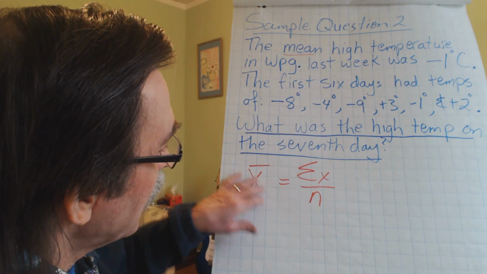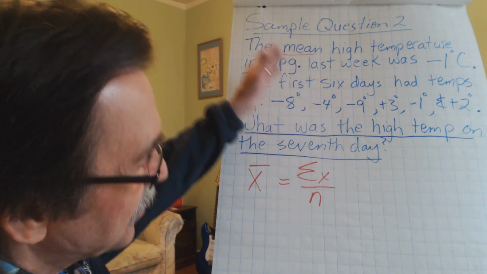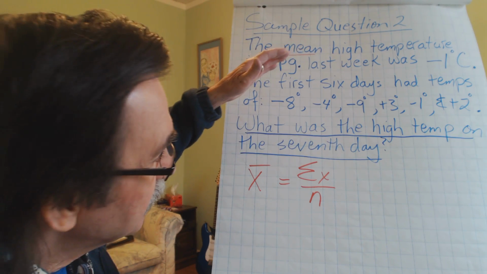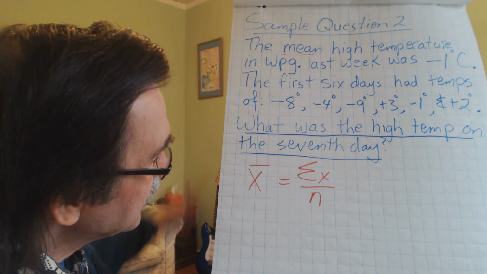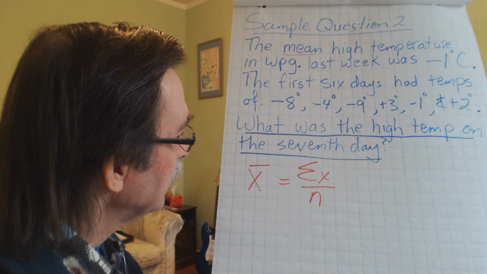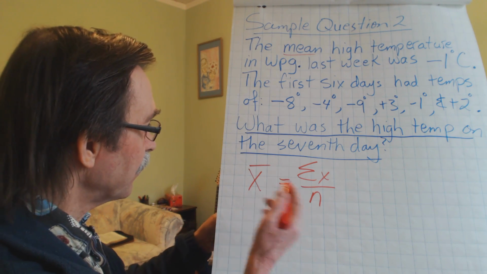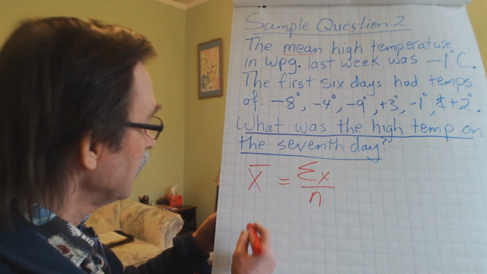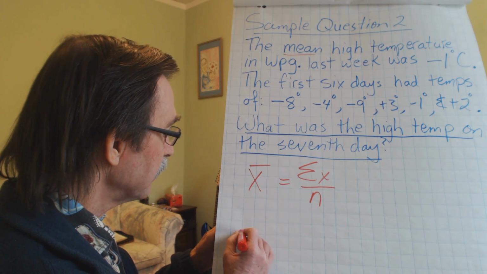And we know X bar, we know n, we know 6 of the 7 scores. So we need to find the 7th. So let's just talk this through here. We are given x bar, that's -1.